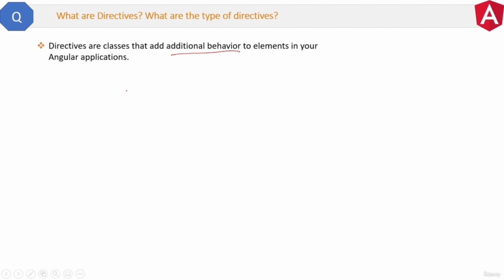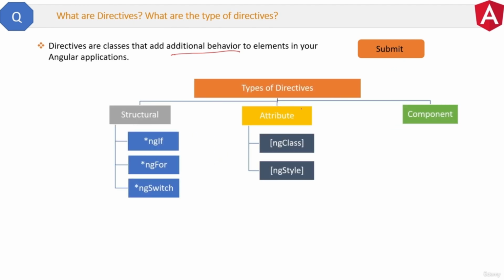For example, suppose you have an element button like this. Now the color of this button can be changed with the help of directives like this. Now directives are of many types. Here are the types of directives: structural directives, attribute directives, and component directives. These are all built-in directives which are provided by Angular. You can create and add your own custom directives, but that is a different case.